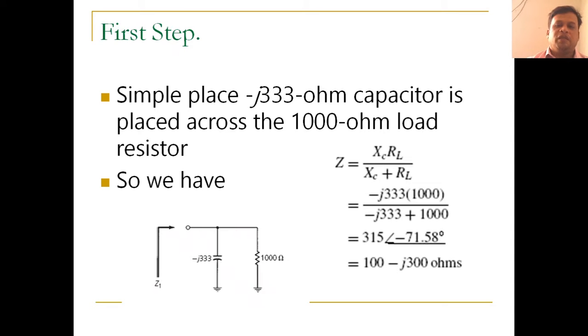To do this, we convert from rectangular to polar form, since both the numerator and denominator are in rectangular form. When you convert to polar, you get an angle also: magnitude 315 at an angle of minus 71.58 degrees. Converting again into rectangular form, we get the impedance 100 minus J300 ohms. So instead of the 1000 ohm resistor, we keep this impedance in the place of RL.